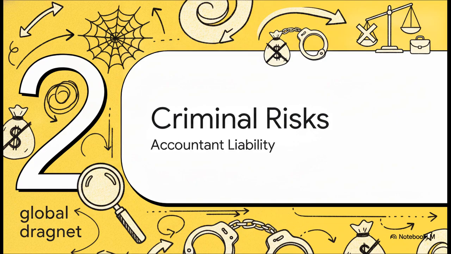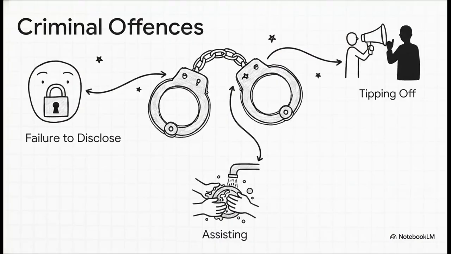Section 2. Criminal risks for accountants. As that global net tightens, the focus shifts directly onto you. Here is the absolute critical point. Failing to recognize this crime carries severe personal stakes. We're not talking about a minor fine or a little slap on the wrist from a professional body. We are talking strict criminal offenses and actual jail time.